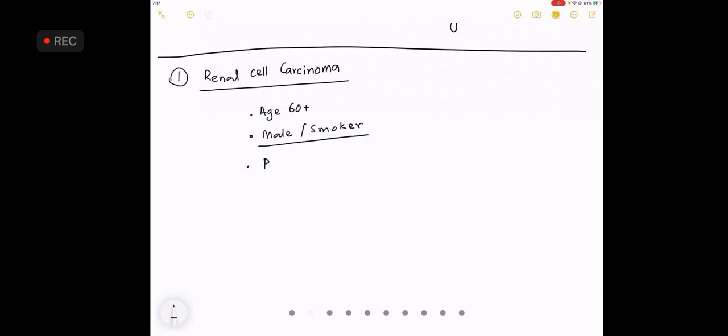The patient complains of painless hematuria. Now, sometimes hematuria can be associated with passage of clots, meaning profuse hemorrhage.